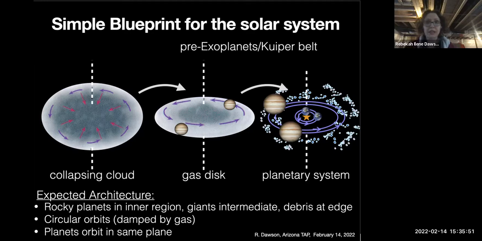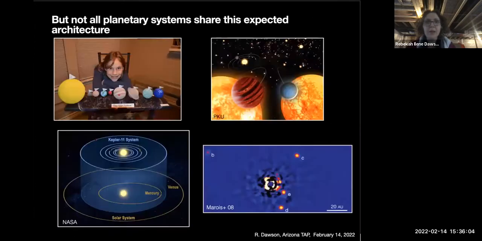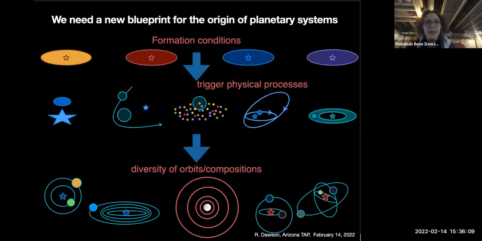We have rocky planets close to the star, gas giants intermediate, failed debris at the edge. All the planets are on circular orbits, and they're all orbiting in the same plane. But not all planetary systems share this expected architecture. And so we need a new blueprint for the origins of planetary systems that takes us from the formation conditions, how those trigger different physical processes in different planetary systems, and how that leads to the wide diversity of orbits and compositions that we see today.